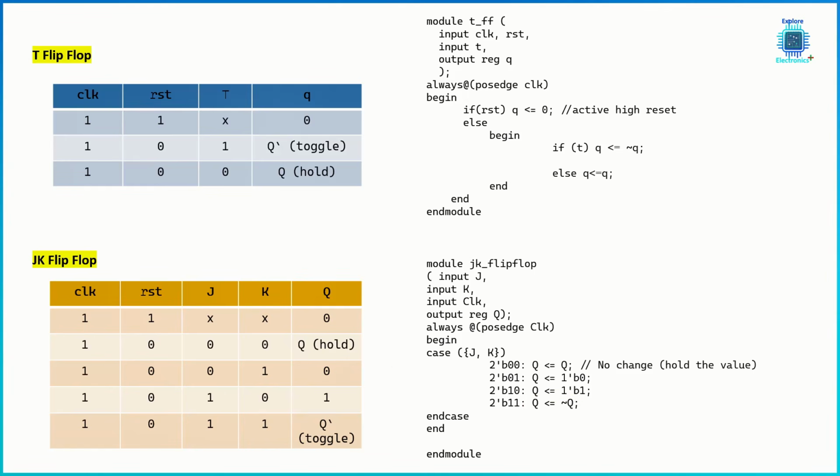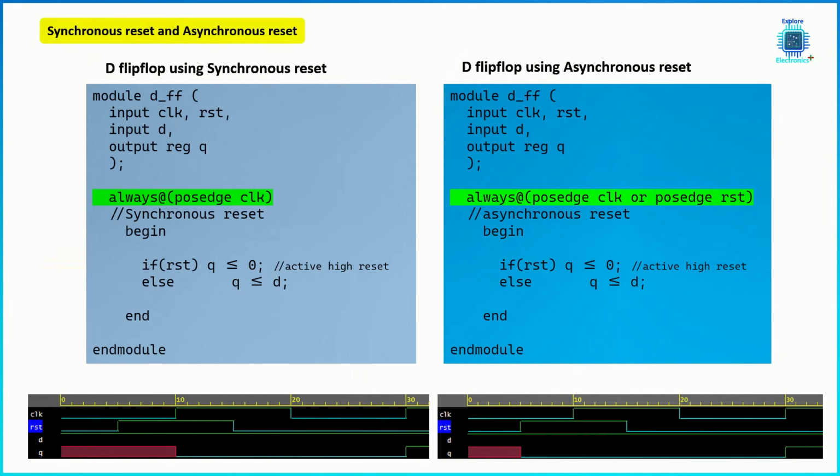This is about the flip-flop implementation. Here what we need to understand is that we need to use an always block, and we will be using a non-blocking operator here. In the next slide I will be explaining what blocking and non-blocking assignments are.